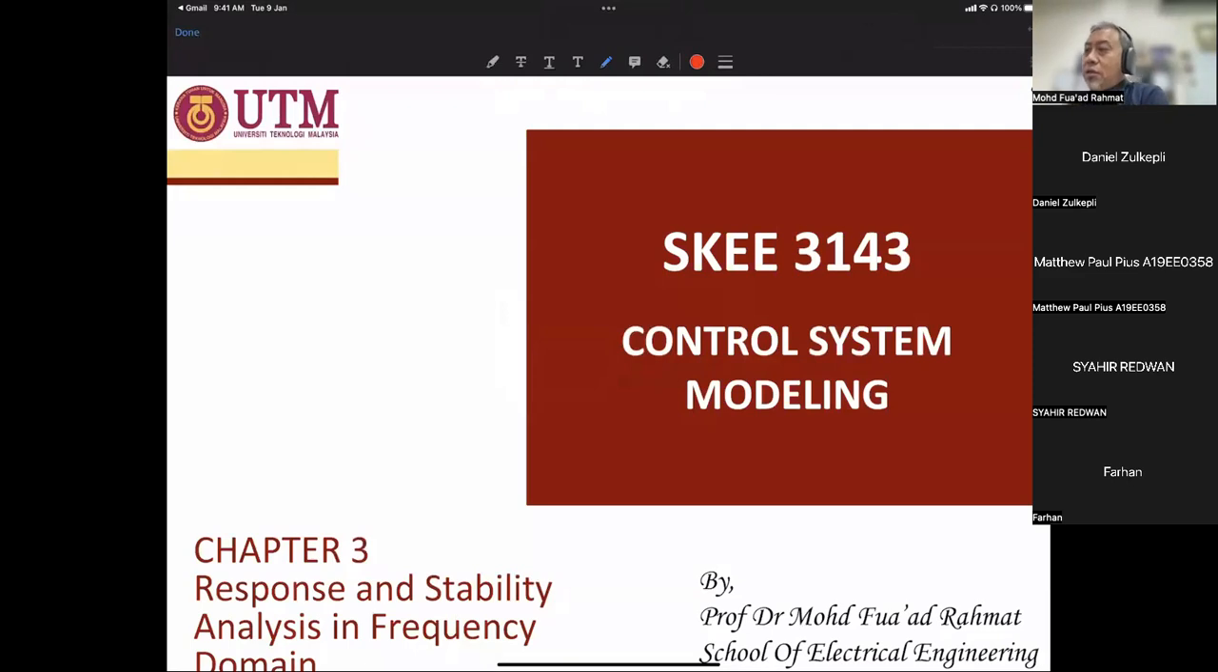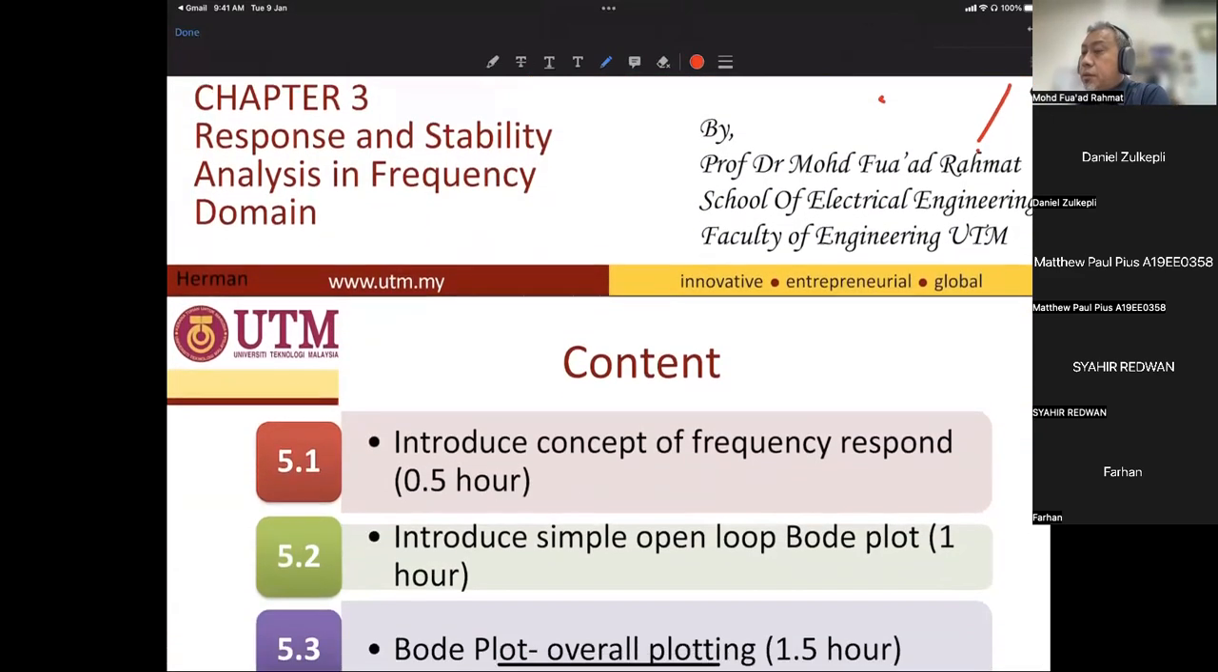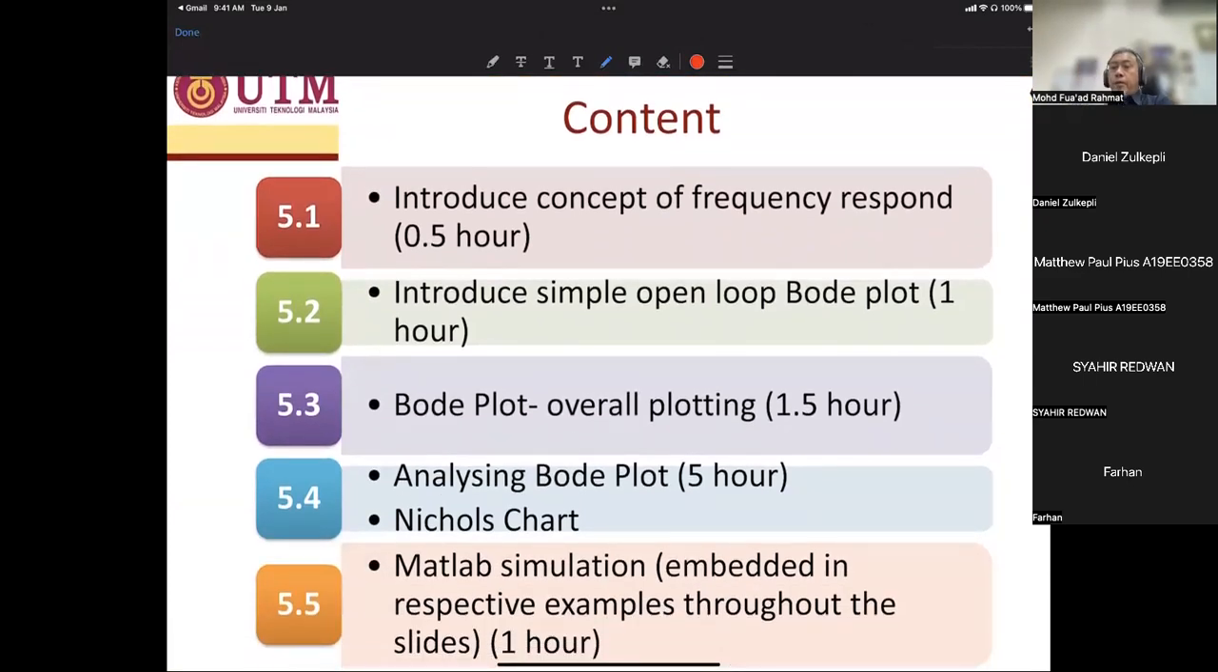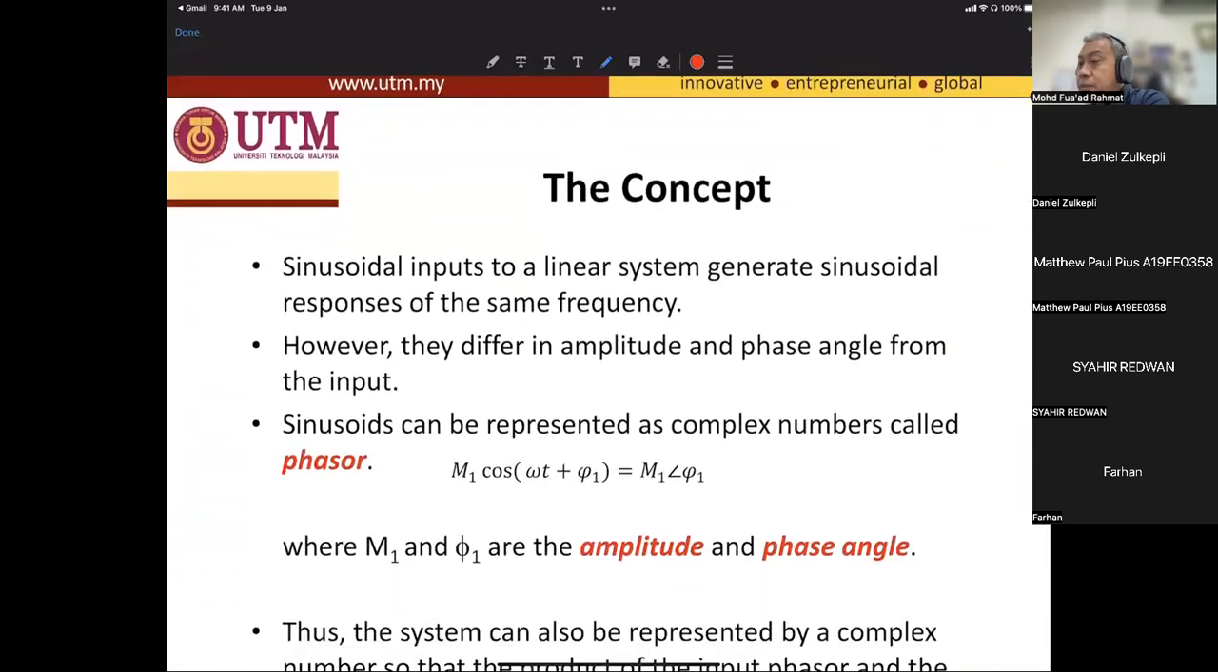Okay, so chapter 3 is frequency response and stability analysis in the frequency domain. What is the content of the lecture? First is to introduce the concept of frequency response. Then a simple open loop Bode plot. Then Bode plot for overall plotting. Analysis of the Bode plot using a Nichols chart, and MATLAB simulations using MATLAB software.